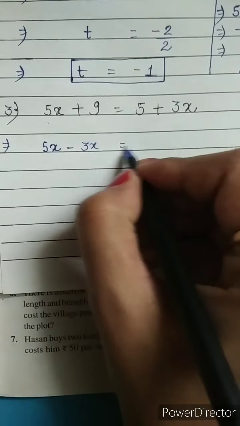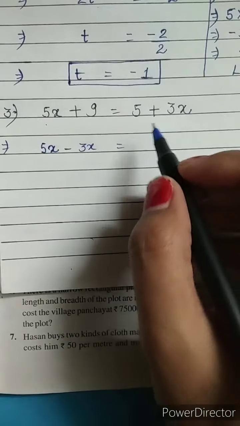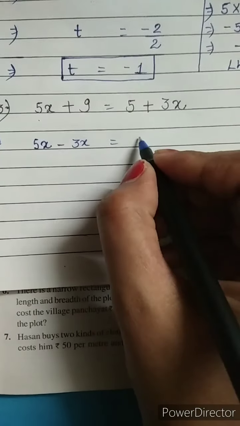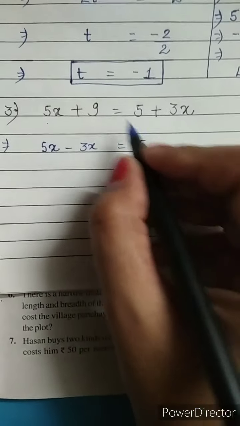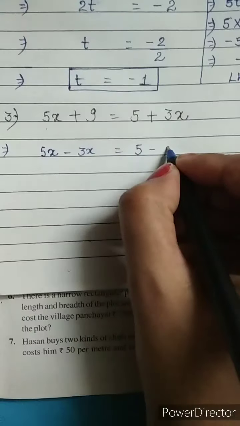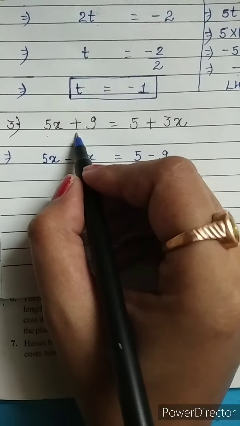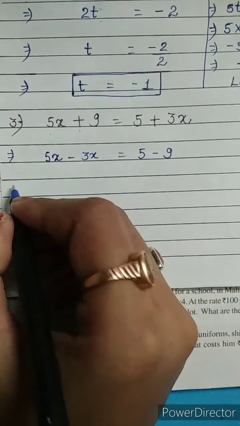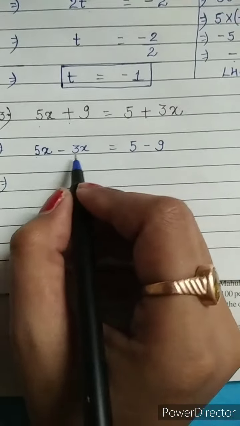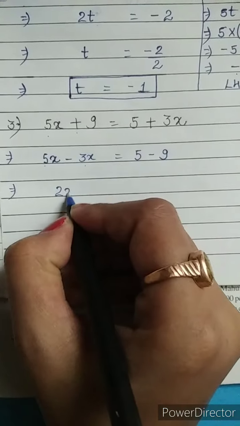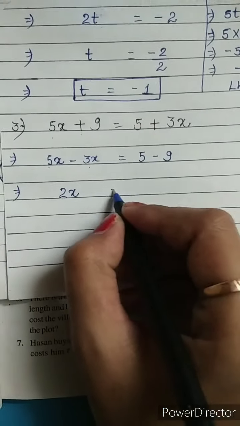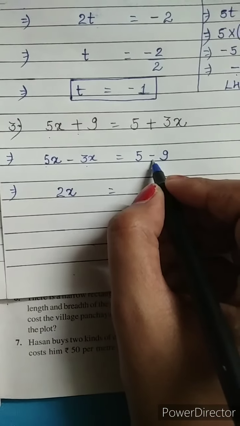3x is equal to, on the right hand side who is already there? 5 is already there, so 5 will come as it is. From the other side negative 9 will come, because 9 was previously here in the positive, so it will come in the negative term. 5 minus 3, so it will come as 2x is equal to plus minus minus.